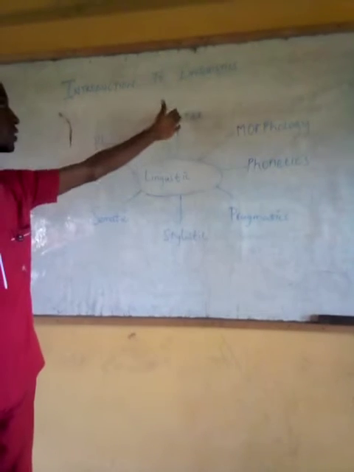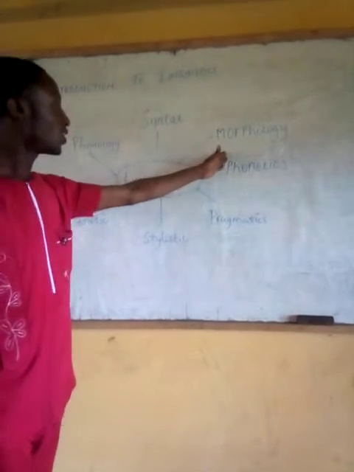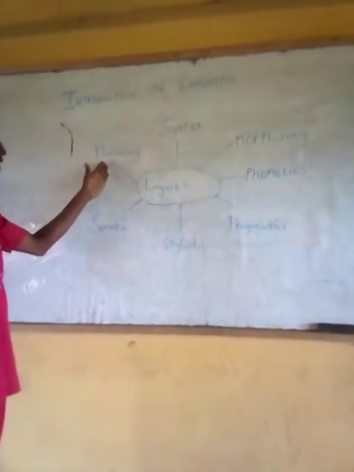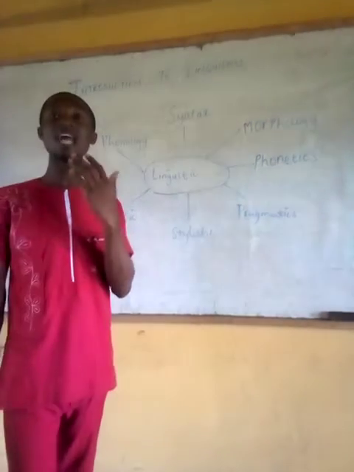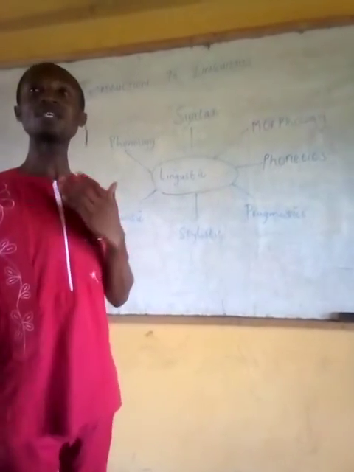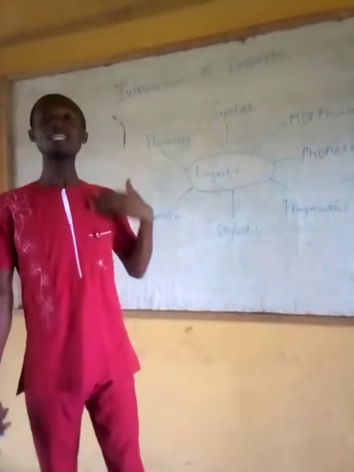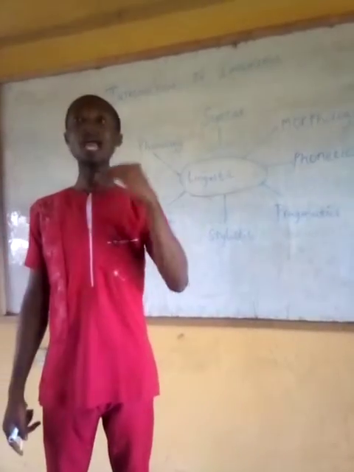In linguistics, we have levels of linguistics which are shown on the board here. These are levels of linguistics which are: number 1 is syntax, number 2 is morphology, number 4 is phonetics, number 5 is phonology, then semantics and stylistics. When you talk about levels of linguistics, it means the procedure in which linguistics started. These are the levels where linguistics started.